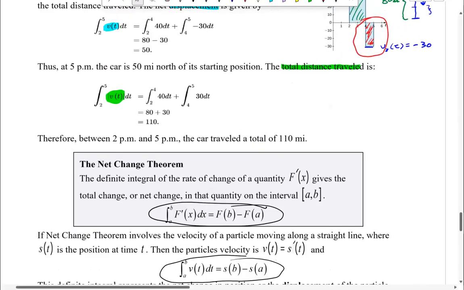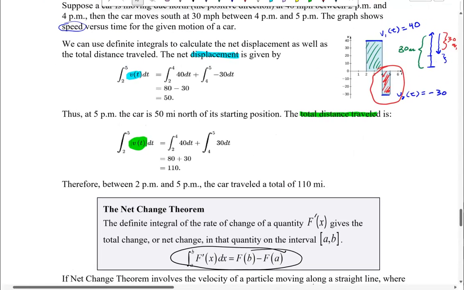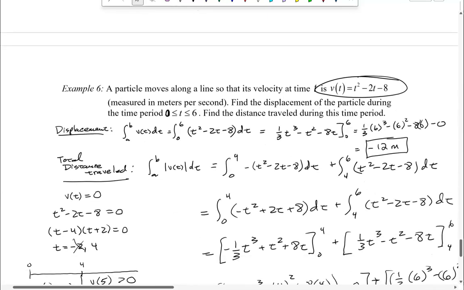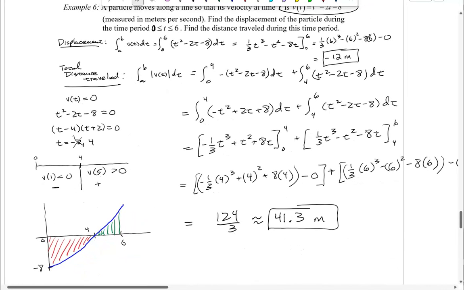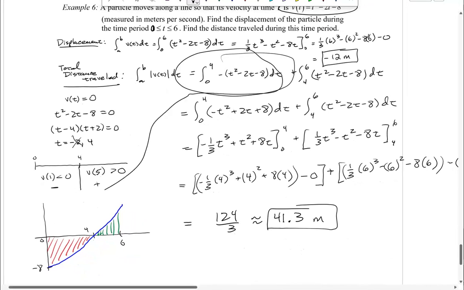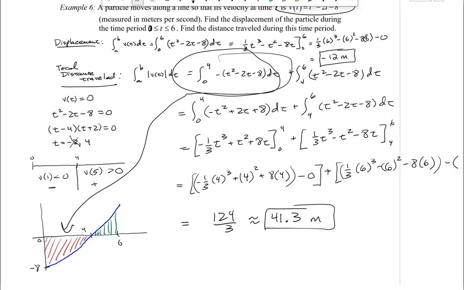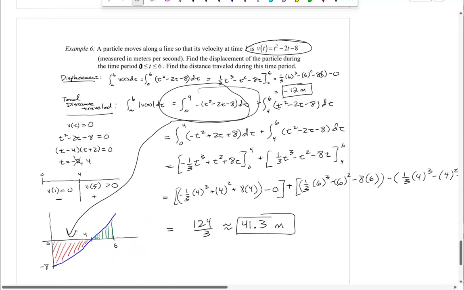We saw that right here, right? From here to here, we put a negative in front of the negative 30 to turn it positive. And we also saw that right here, putting a negative in front of it to flip that part of the blue graph so it's positive, and we're getting a positive total distance traveled. So that finishes it off for that section.